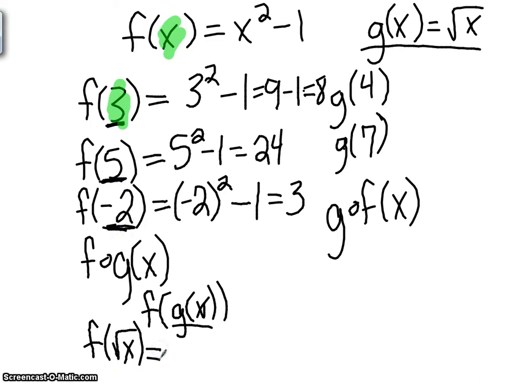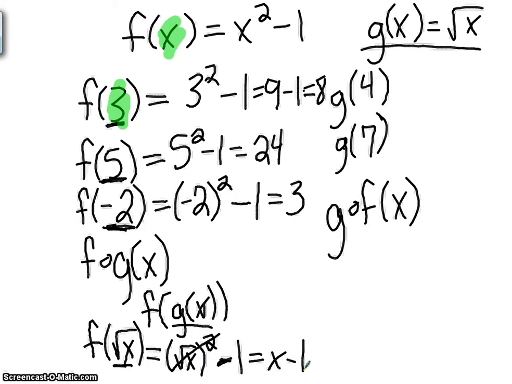And so we're going to end up with, in the parentheses now, my x is square root of x, squared minus 1. So the only difference is I plugged in this square root of x instead of a number like I was doing earlier. So I do have to simplify this equation, and so the square and the square root cancel out, and we're just simply left with x minus 1.